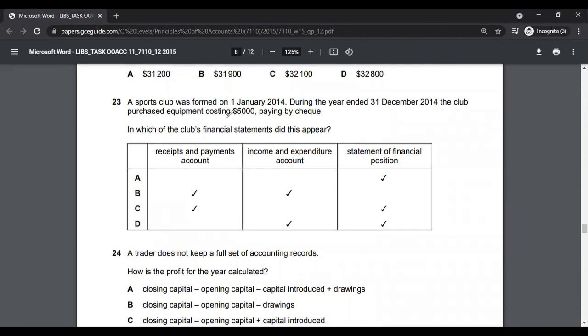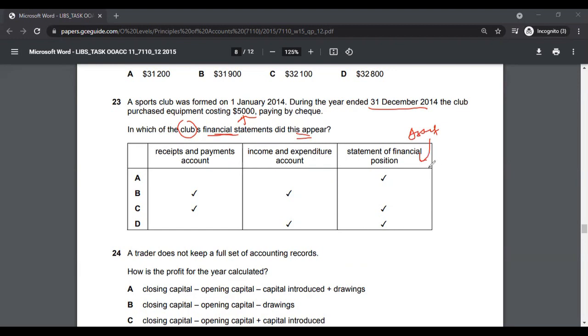Multiple choice 23. A sports club was formed on 1st January 2014. During the year ended 31st December 2014, the club purchased equipment costing 5,000, paying by check. In which of the club's financial statements did this appear? So this is an asset. This will definitely appear on the statement of financial position.